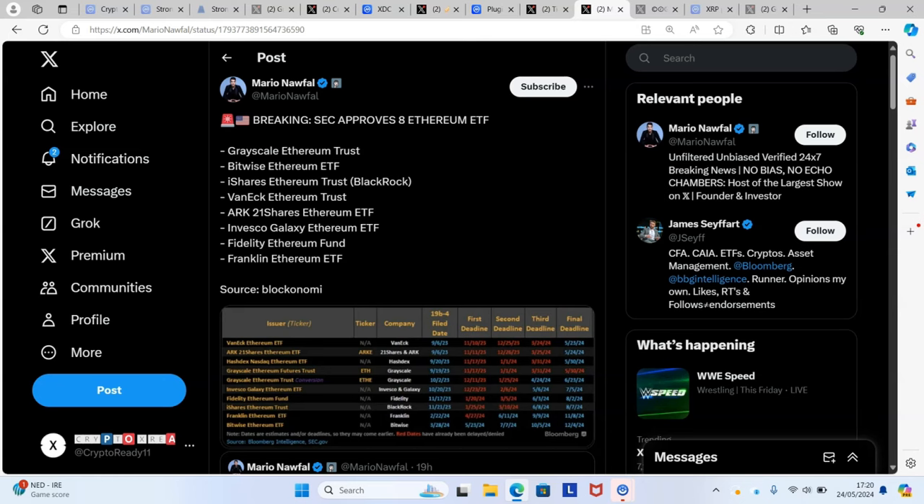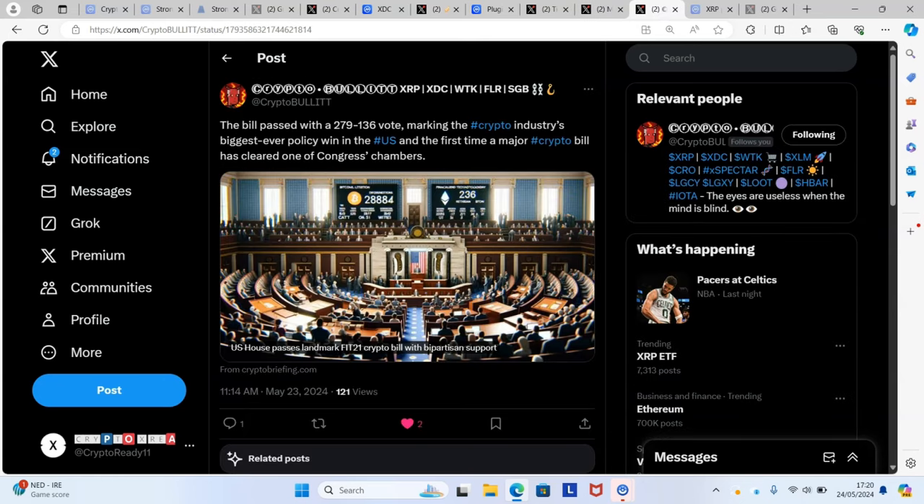It's gonna happen because a bill was passed with a 279 to 136 vote, marking the crypto industry's biggest ever policy win in the US, and the first major crypto bill has cleared one of the Congress chambers. It was only a matter of time. How long can they resist crypto? We've got Trump versus Biden right now. Trump is going to win most likely because he is pro-crypto. He wants to lead the crypto armies. So guys, everything's happening according to a plan.